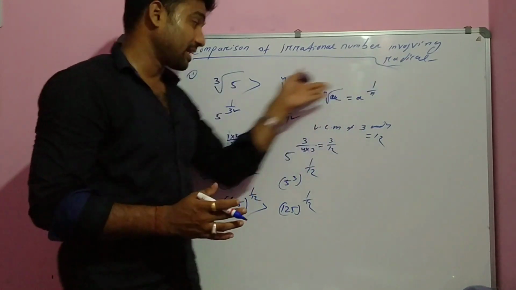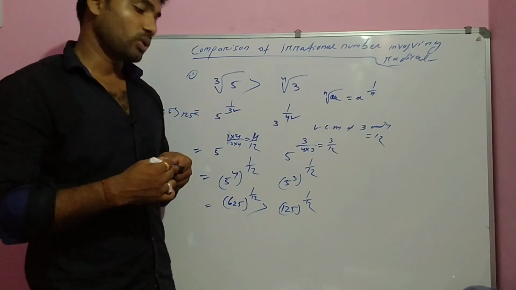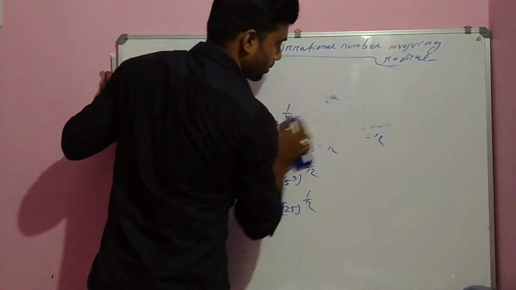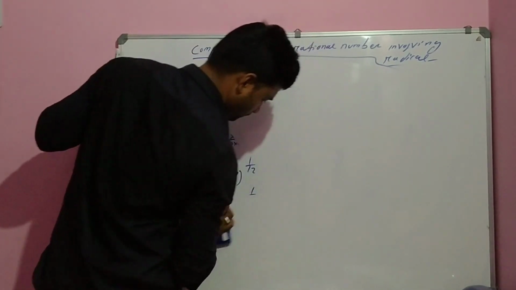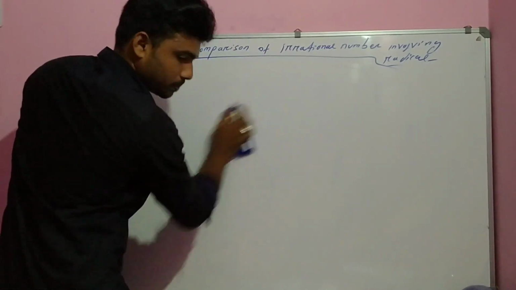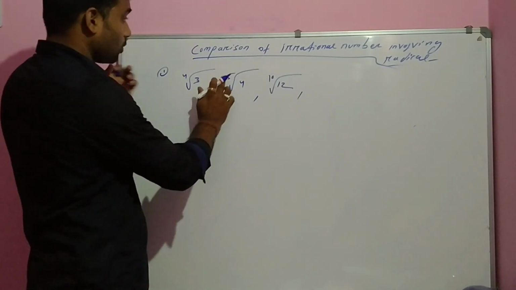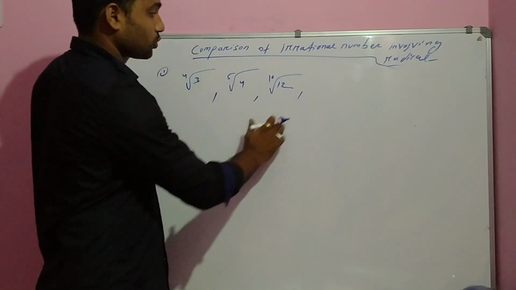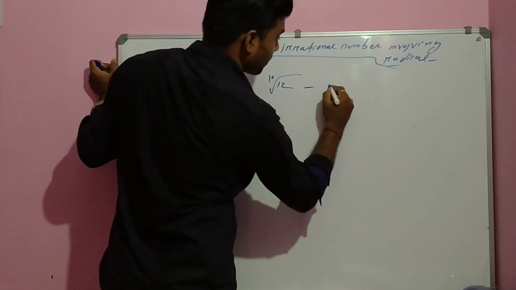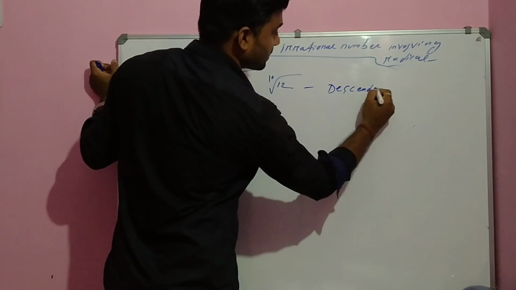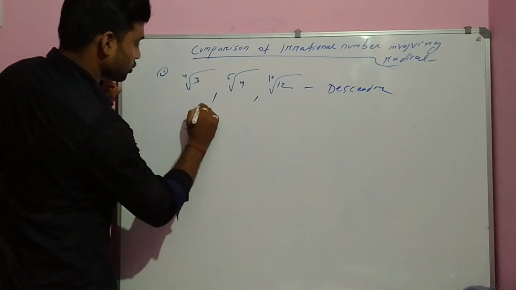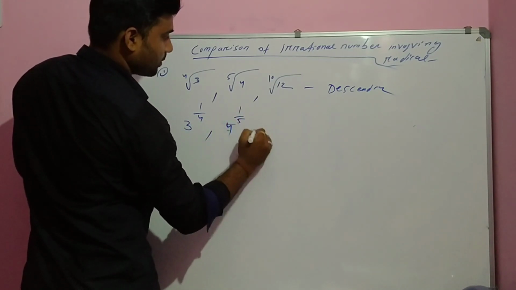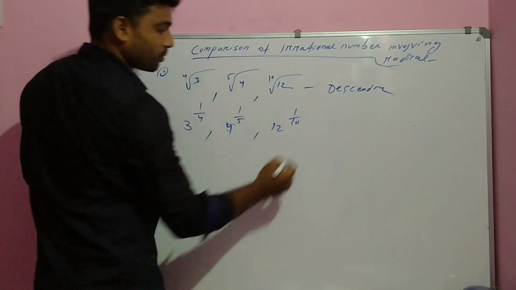A question comes in the exam in ascending or descending order. Let's do an example. The question is given: 4th root of 2, 4th root of 3, 5th root of 4, 10th root of 12. So how do we arrange in descending order? Suppose the question says arrange in descending order. It may be written as 2 to the power 1 by 4, 3 to the power 1 by 4, 4 to the power 1 by 5 and 12 to the power 1 by 10.